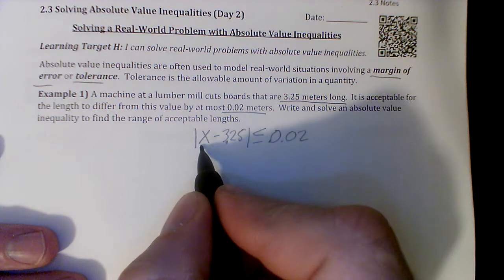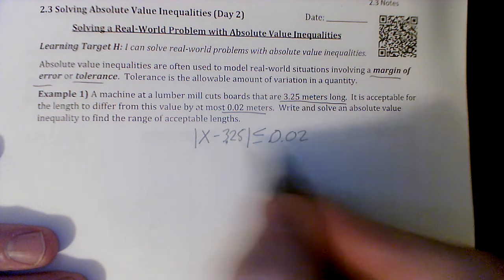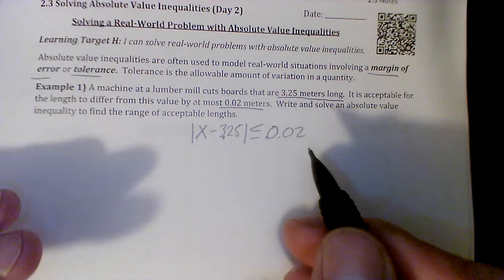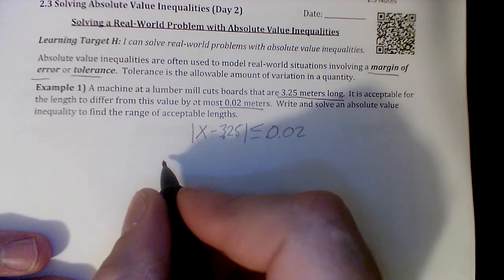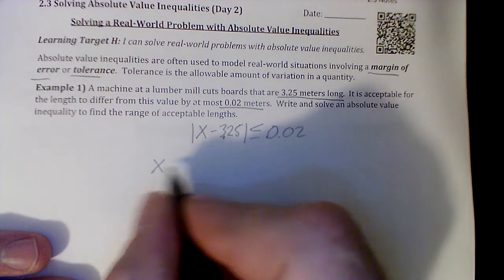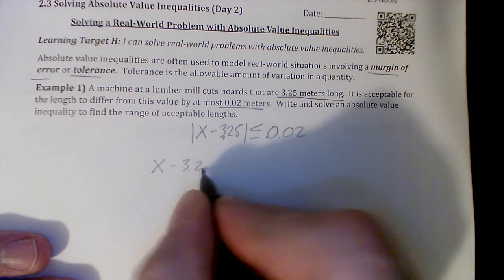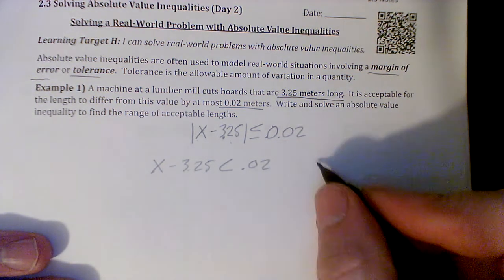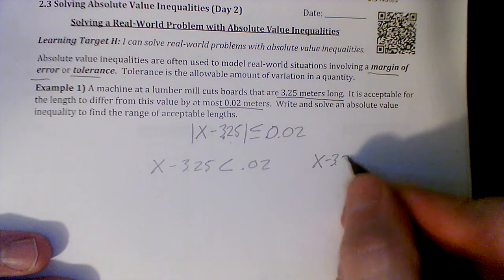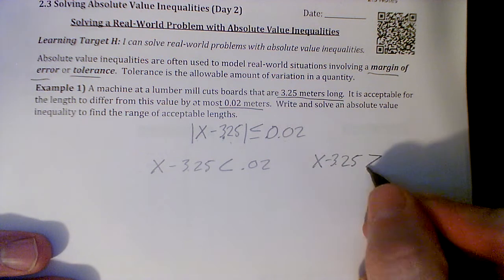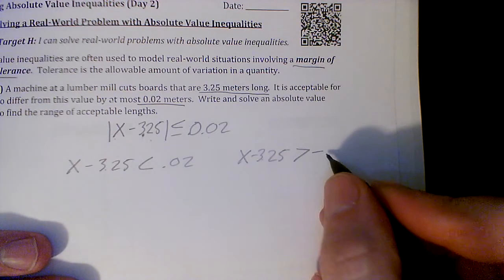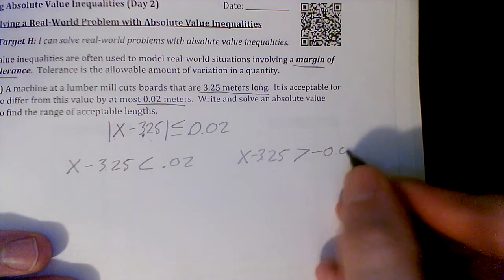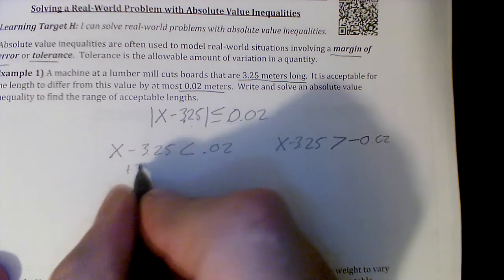This is the actual length. And you're not allowed to be this far away from that. So we're done, right? That's really it. So you can set it up twice. You can say, hey, x minus 3.25 is less than 0.02, or x minus 3.25 is greater than negative 0.02. We add 3.25 here.